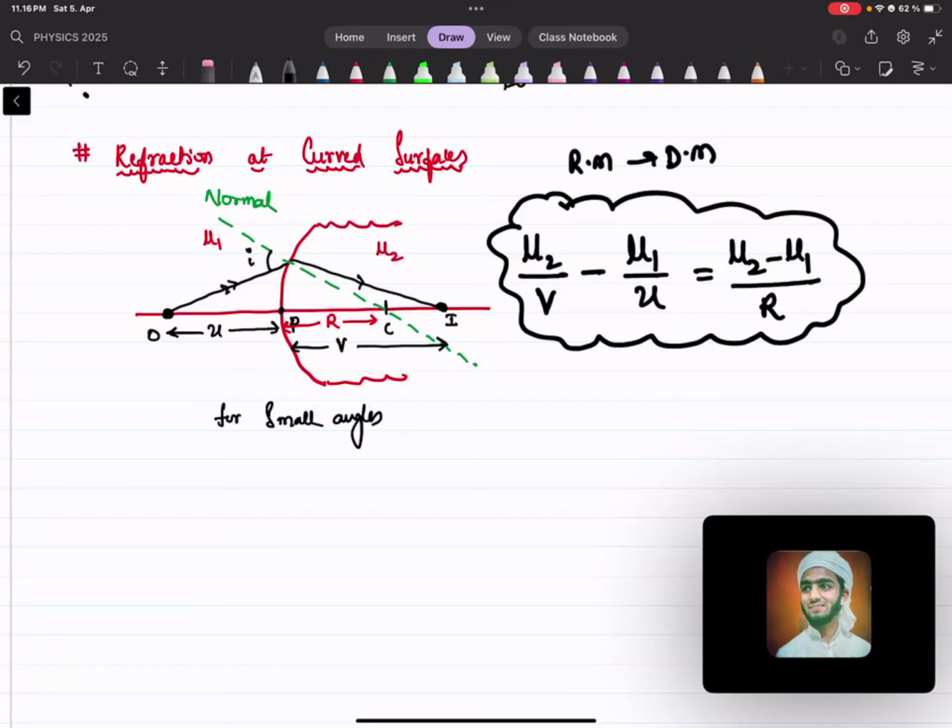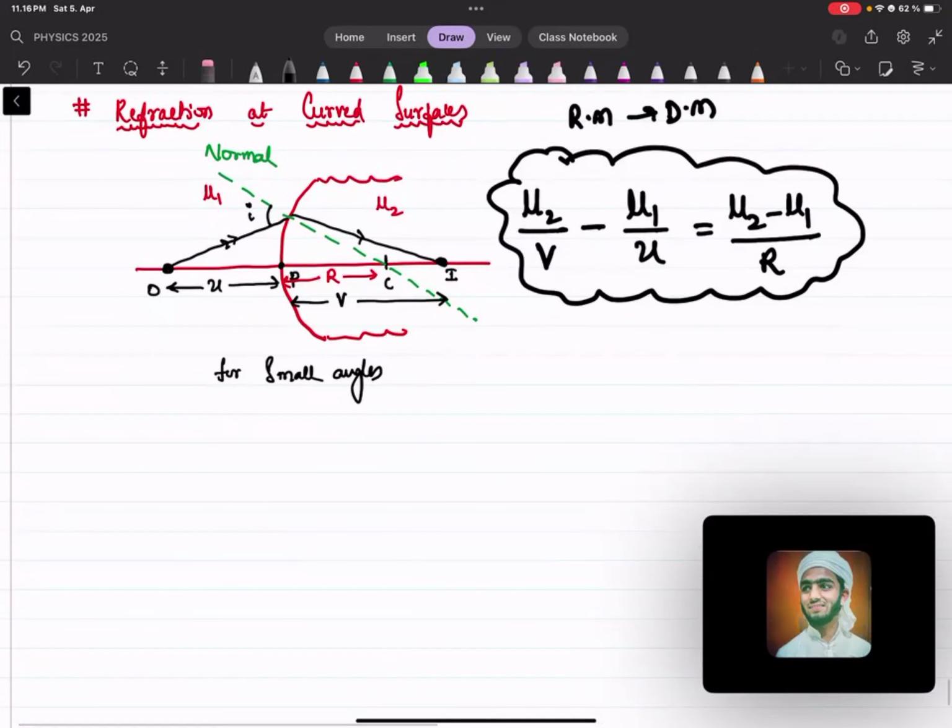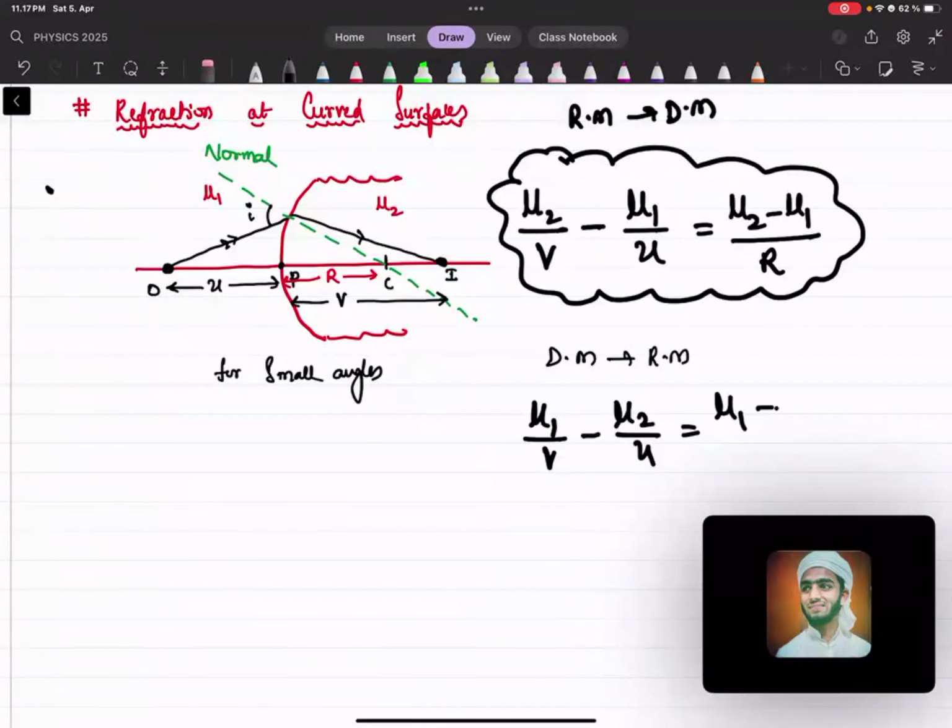If you're going from denser medium to rarer medium, how do you write the formula, beta? I'm going from denser medium to rarer medium. What will be the formula? Same, but change the subscripts. In the place of 2, 1. And in the place of 1, you keep it as 2. So it is mu1 divided by V minus mu2 divided by U is equal to mu1 minus mu2 divided by R. This will be the formula.